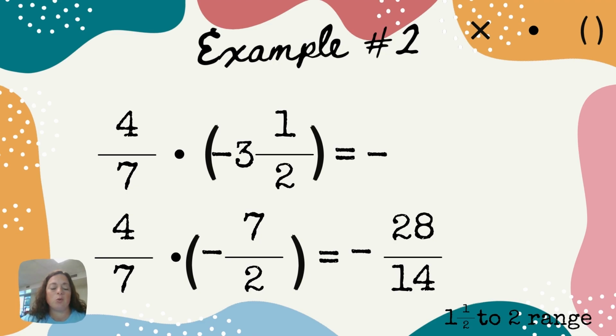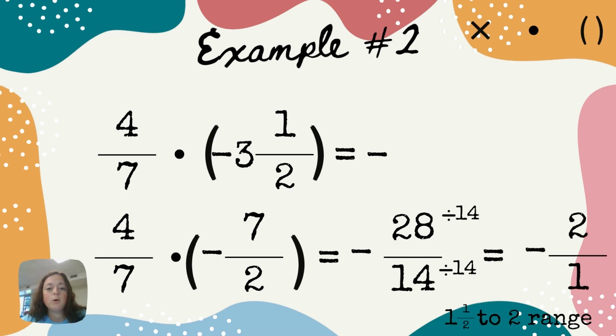Now looking at these two numbers, 28 and 14, I can see that they're both even. So I think we probably could divide both of them by 2. But if we look even closer, we notice that they're actually both divisible by 14. 28 is double 14. So let's divide both by 14. 28 divided by 14 is 2, and 14 divided by 14 is 1. So 28 over 14 is equal to 2 over 1. Don't forget the negative. So negative 2 over 1 is equal to just negative 2.